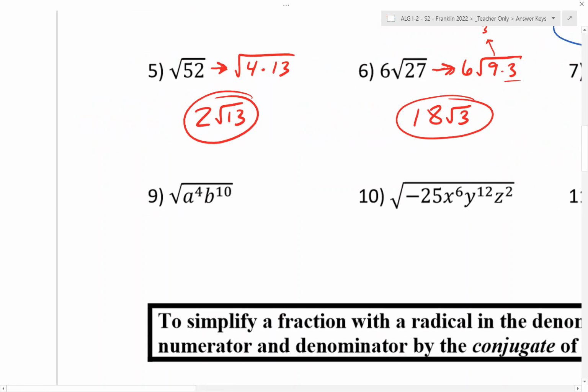Number 9, we have a to the 4th, b to the 10th. Now these exponents are both even, so we can just take the square roots by dividing those by 2. So we get a to the 2nd power and b to the 5th power.